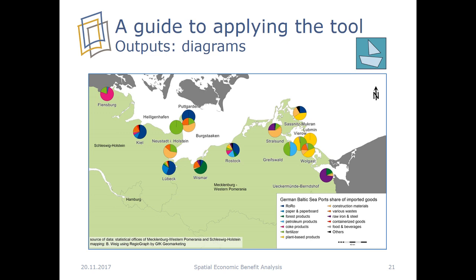Point signatures might also consist of diagrams, such as bar or pie charts. This method enables presenting the share of different aspects in a variety of locations. An example is the map of all ports in the German Baltic Sea area, indicating their share of different imported goods.